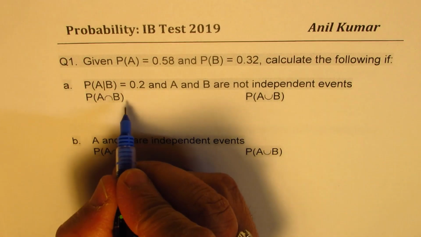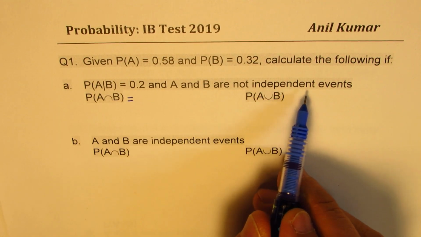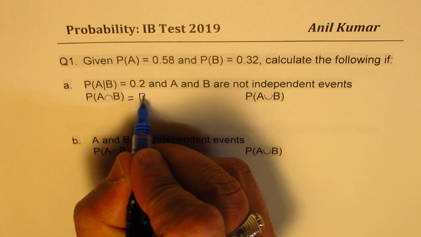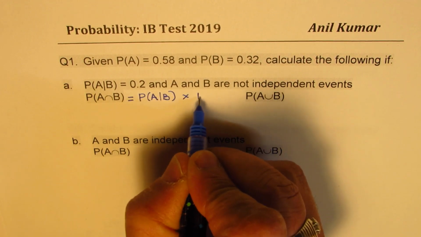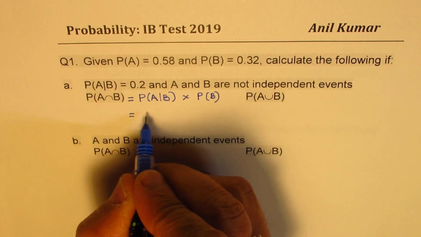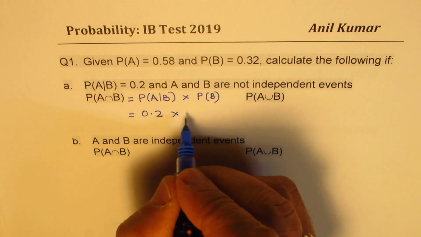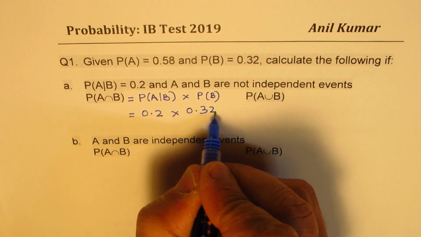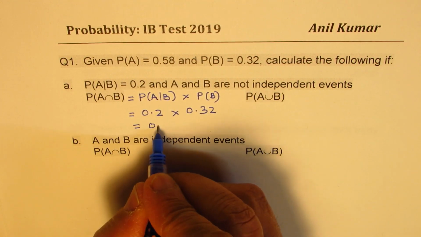So probability of A and B, now in the case when they are not independent events, should be probability of A when B occurs times probability of B, right? So probability of A when B occurs is 0.2 times probability of B is 0.32. So you multiply them and get 0.3 decimal places, right?